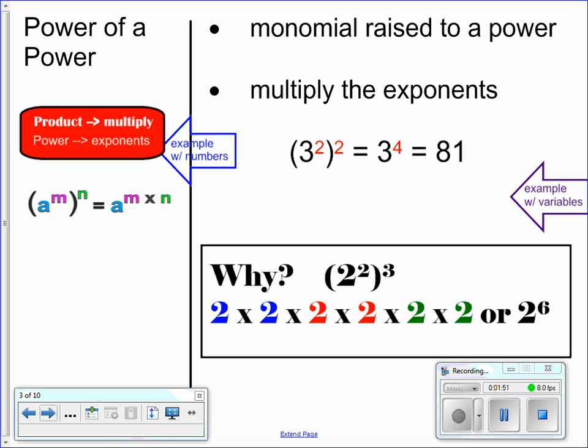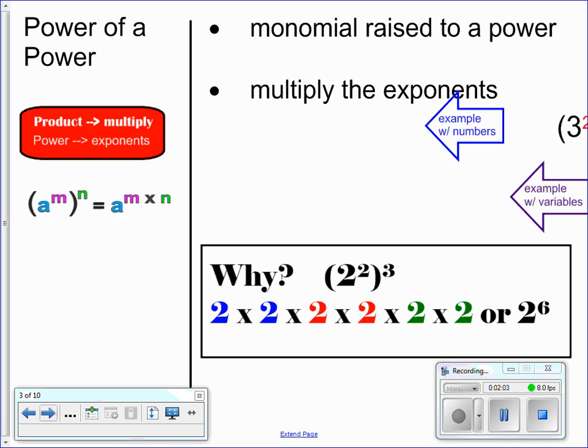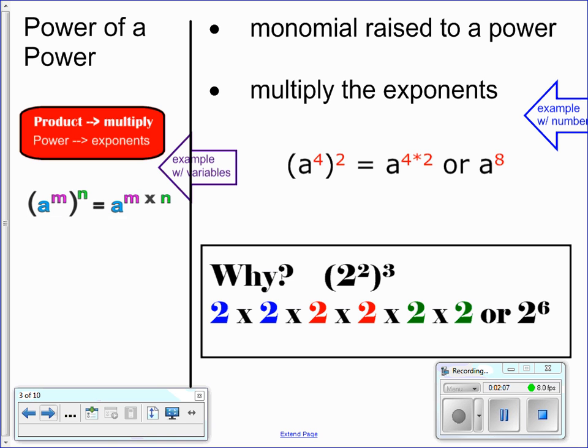So with numbers, again, we have 3 squared to the power of 2. When it's the power of, you multiply, so that would be 3 to the fourth, which we would change to 81. With variables, a to the fourth to the power of 2 would be a to the eighth.